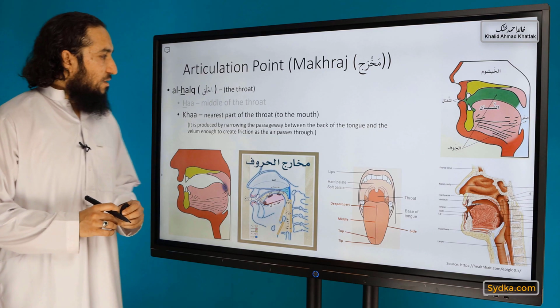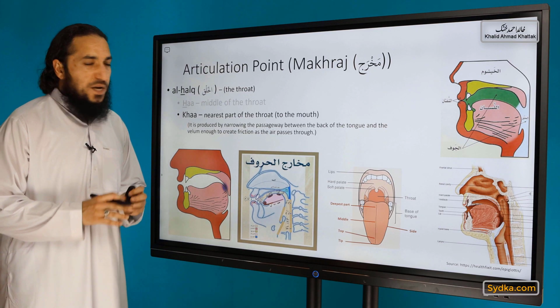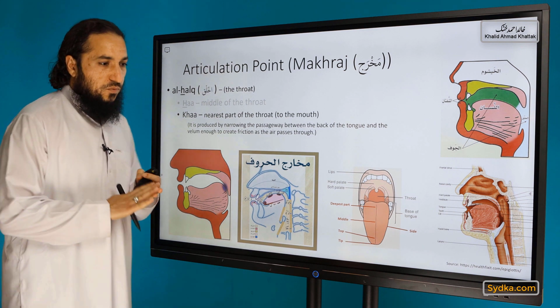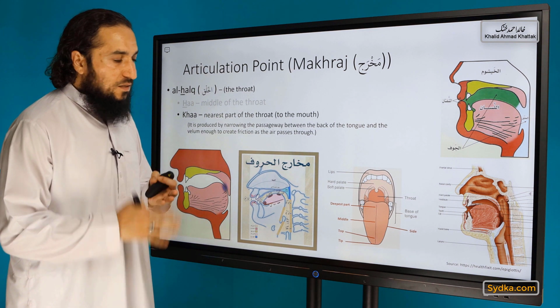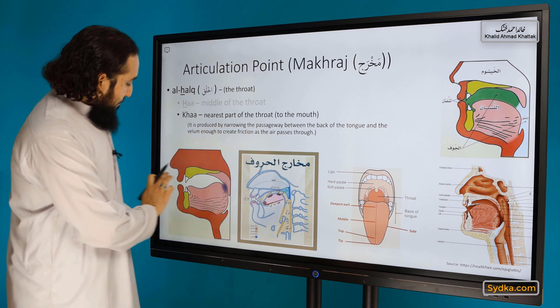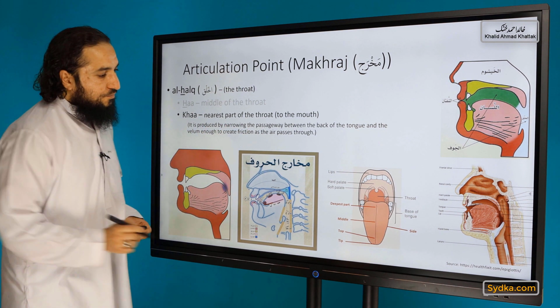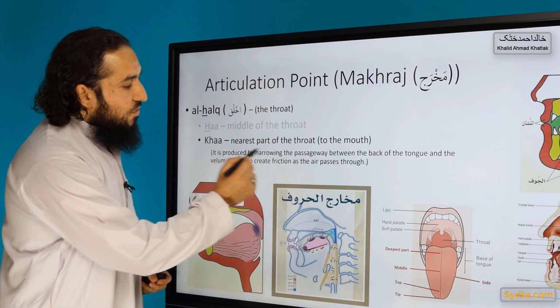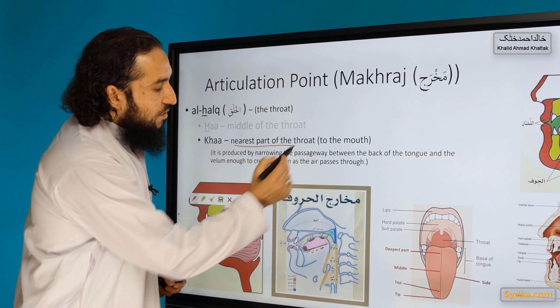What is its articulation point? It is one of the throat letters. So from the throat we have 6 letters, and kha is one of them. Let me explain this. It is the nearest part. If you see here, the nearest part.